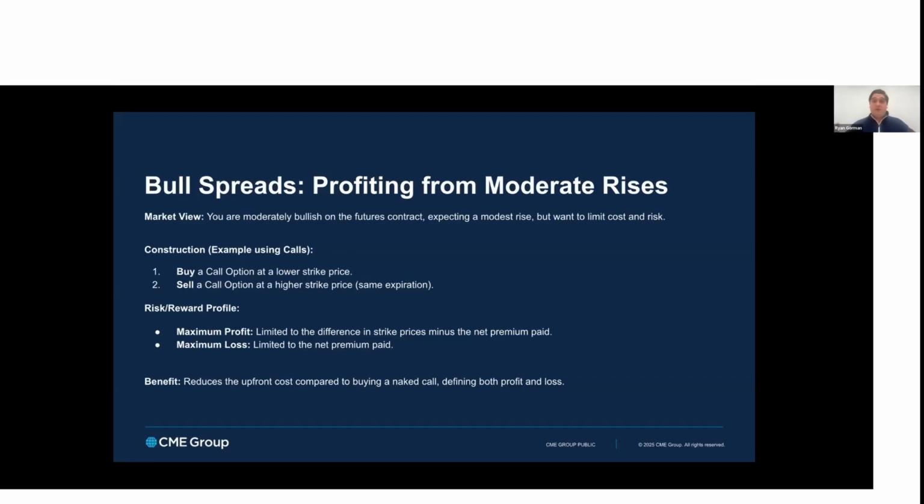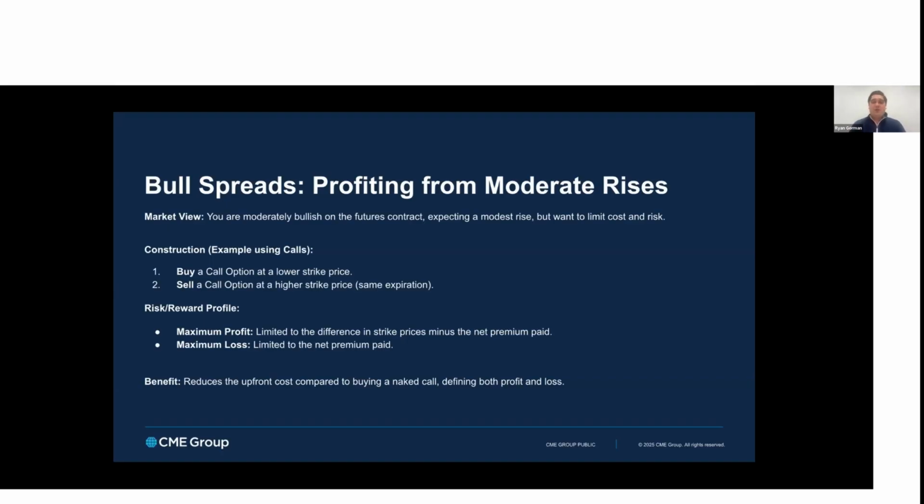Now, those are totally made up numbers. It's a complete hypothetical. I promise this is not trading advice, but just to put some numbers to it so you can understand. Basically, the risk reward profile is that the maximum profit is limited to the difference in the strike prices minus the net premium that you paid for that.